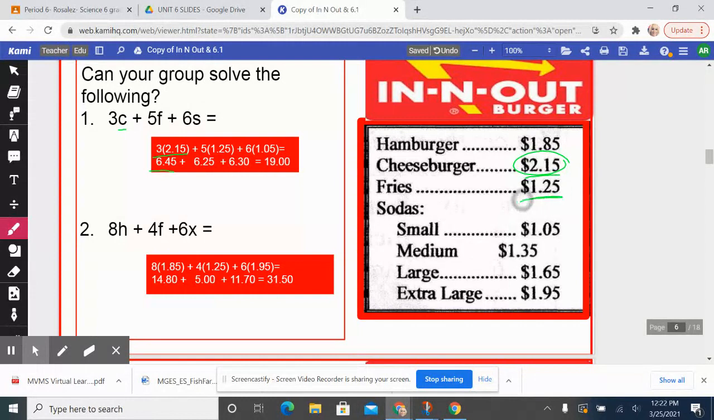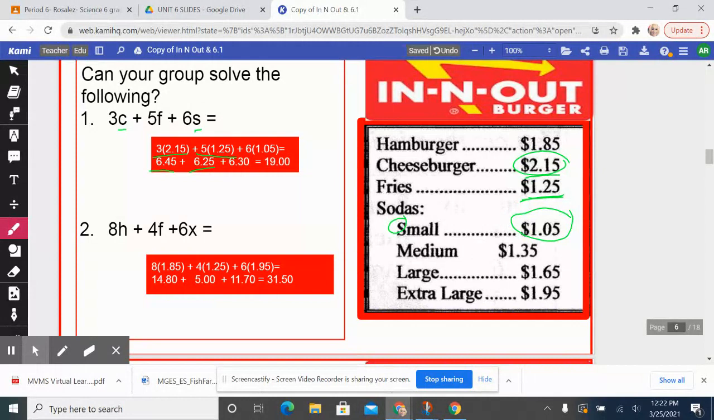Well, 5F, that means 5 fries. Well, you got to see how much a fry is. And a fry is $1.25. So you would do 5 times the $1.25, and your cost would be $6.25. Well, 6S, what does that mean? Well, they're saying they want 6 small sodas. That S is what that means.